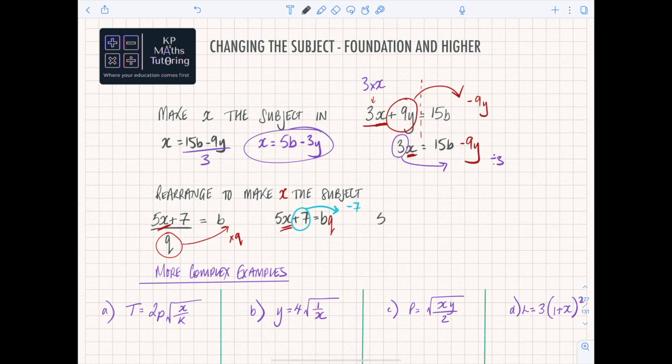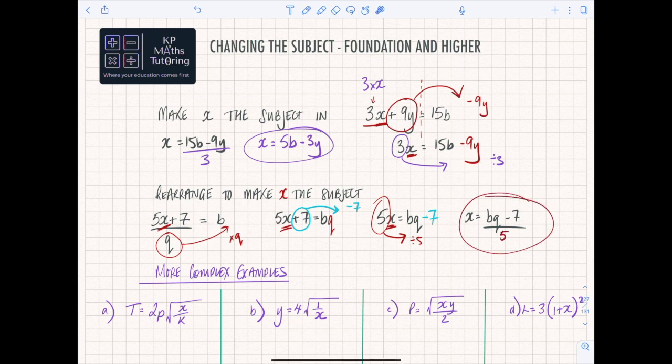So you end up having 5x is equal to bq, because none of that has moved, minus 7. Really important, be aware, because it's a plus 7 there, when I move it, it becomes a minus 7. So that's where I'm at the moment. That's what I'm trying to get on its own. And again, I need to get this 5 on its own now. So I take that over, and where it's a times by 5, it will become a divide by 5. So your final answer will become x equals bq minus 7, and then all divided by that 5 that's moved.